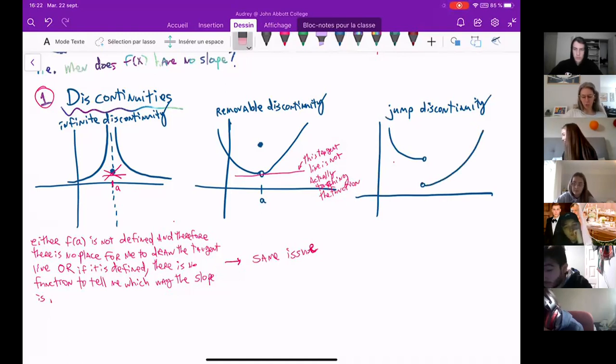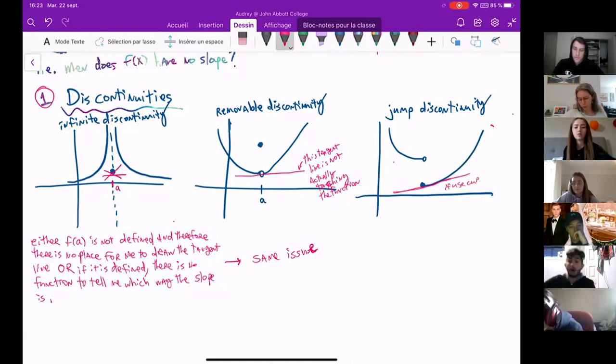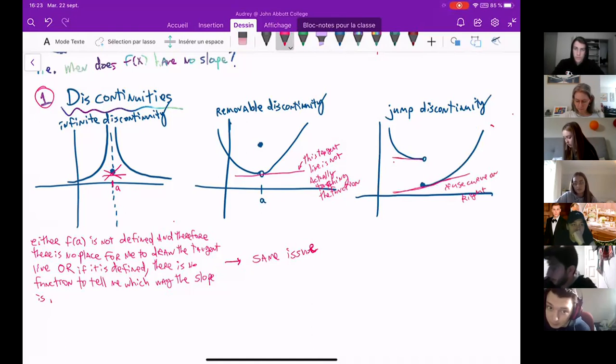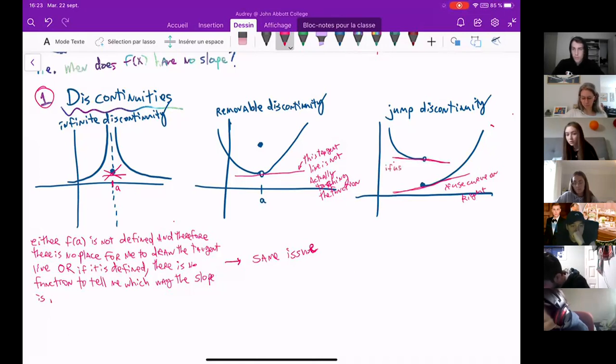I kind of have the same issue here, but I could also think about this in a little bit of a different way. If I use the curve on the right side to draw a tangent line, and I try to follow that curve from the right side, my tangent line might look something like that. If I use the curve on the left to draw my tangent line, it's going to look something like that. Do those lines have the same slope?